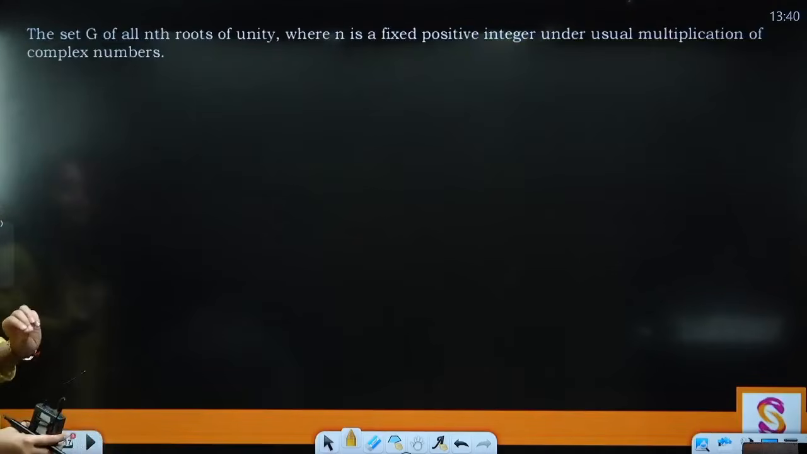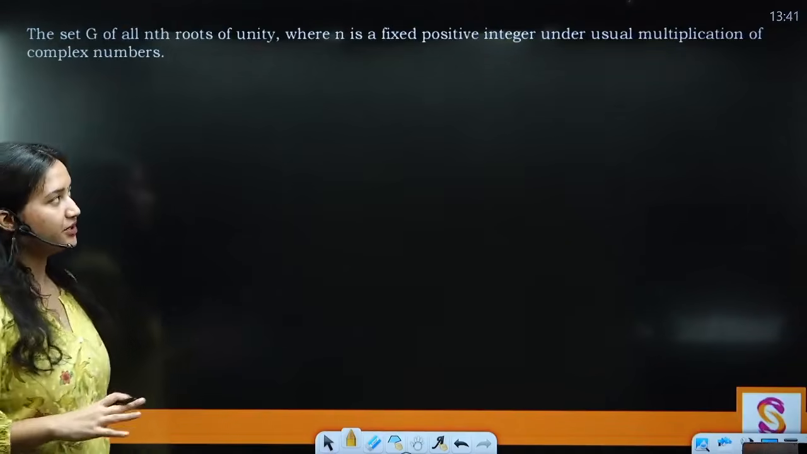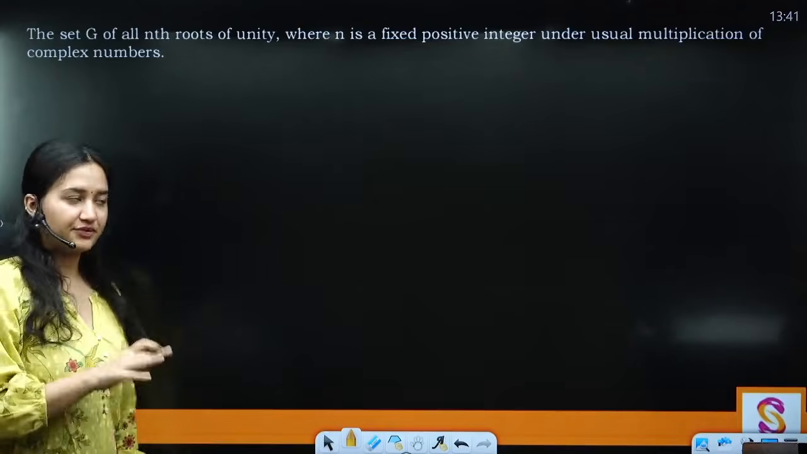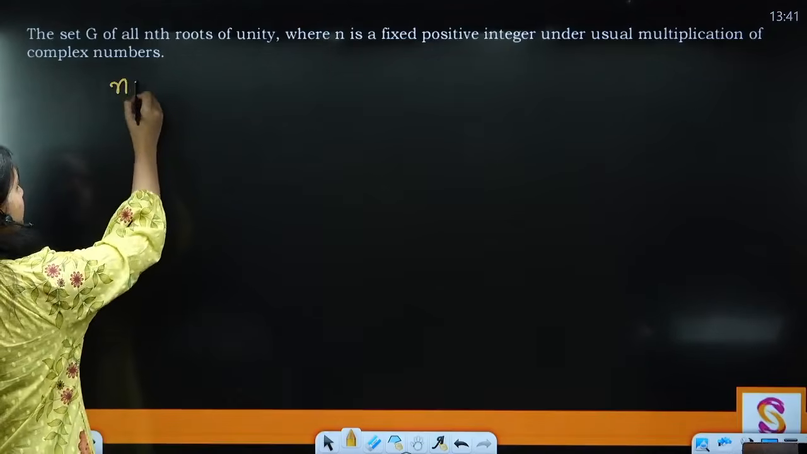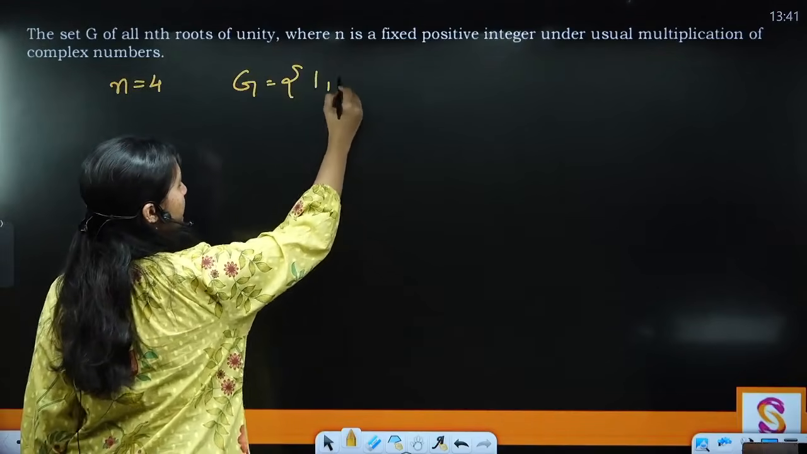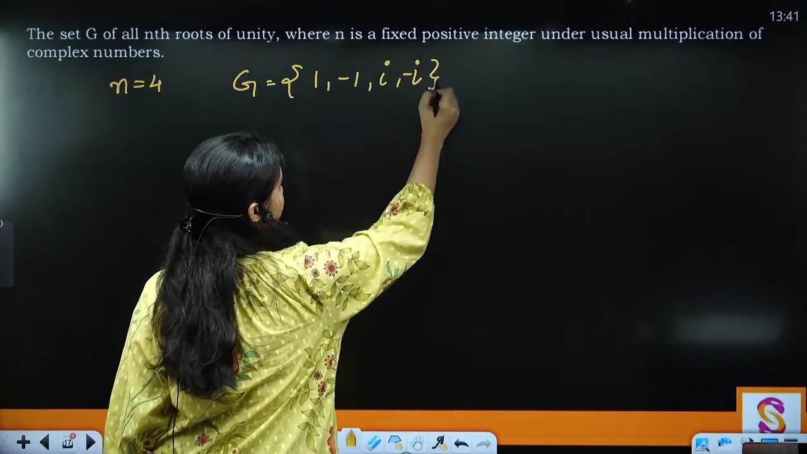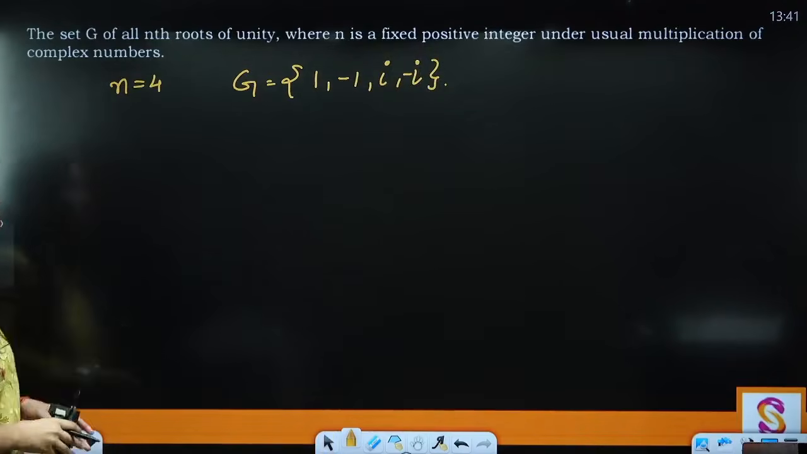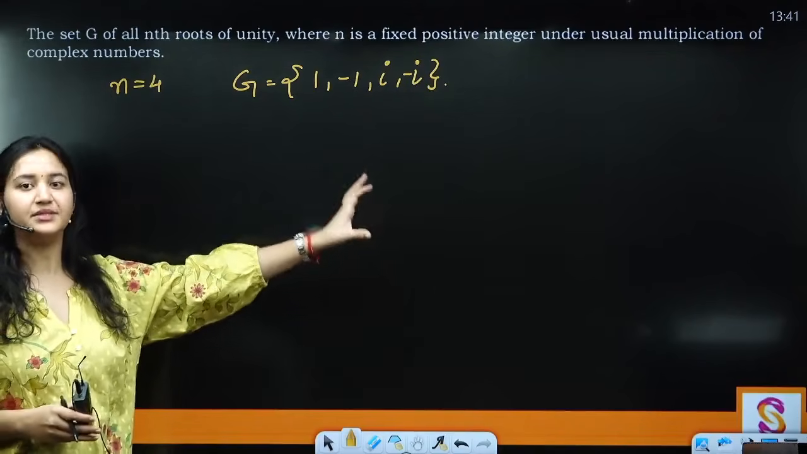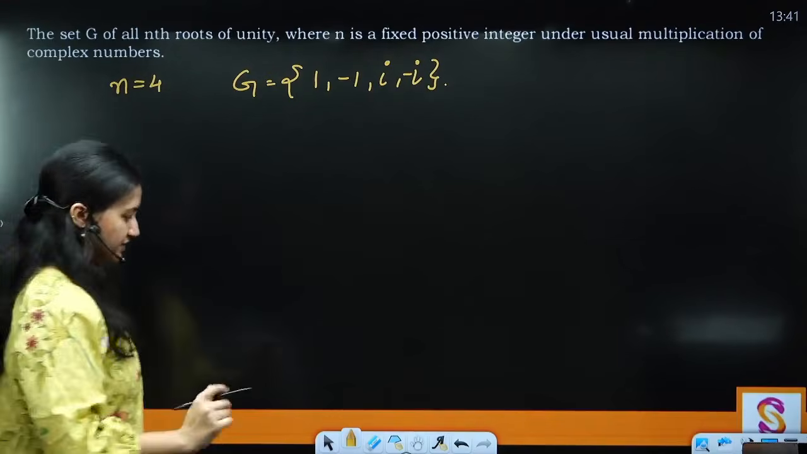Now moving on, we have the set of all nth roots of unity, where n is a fixed positive integer, under usual multiplication of complex numbers. One very common example of this is when n equals 4 and the group is 1, minus 1, iota and minus iota. Okay, so this is a group of fourth roots of unity. But we just know the elements like this, right? How do we derive it? What is the formula behind it? That we will see right now.